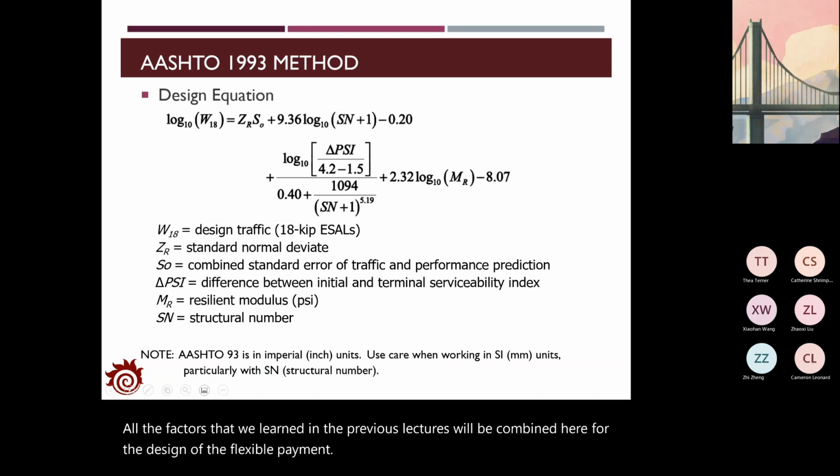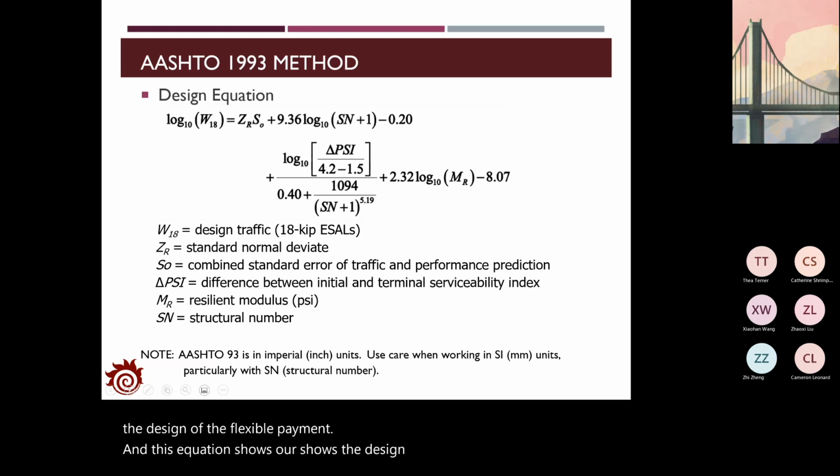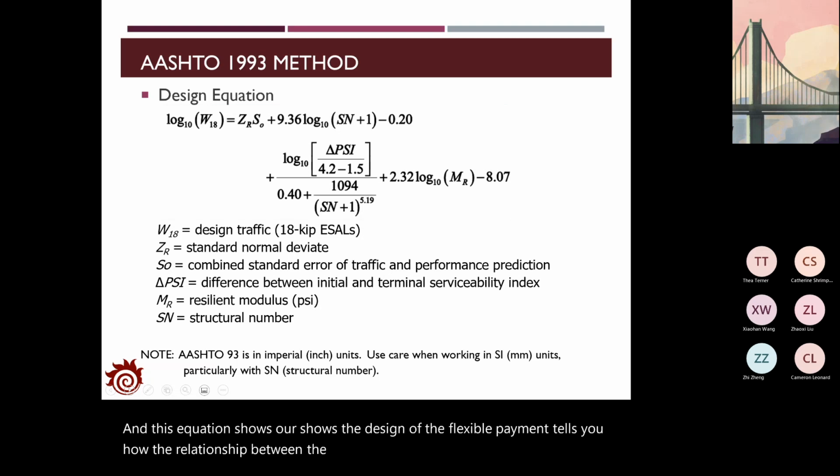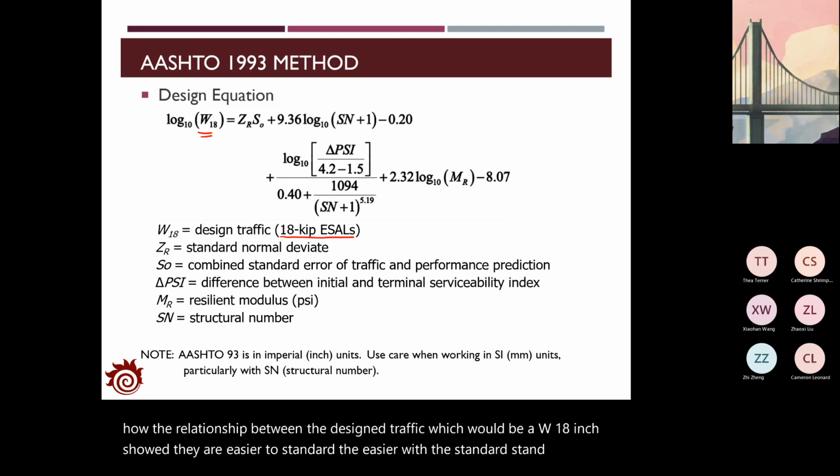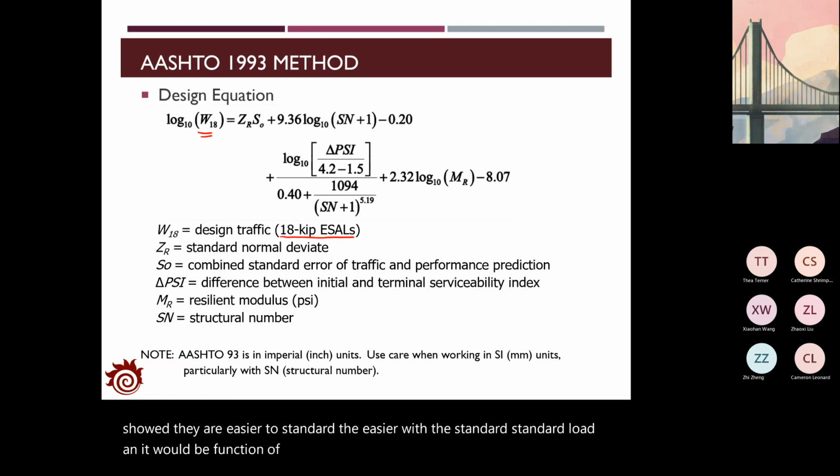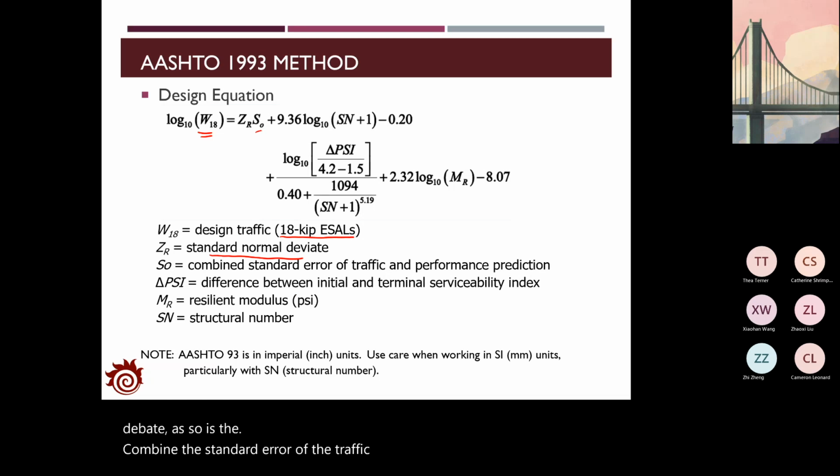And this equation shows the design of the flexible pavement and tells you the relationship between the design traffic, which would be W18, the ESAL with the standard load, and it is a function of a set of variables. ZR is the standard normal deviate. SO is the combined standard error of the traffic and performance prediction.